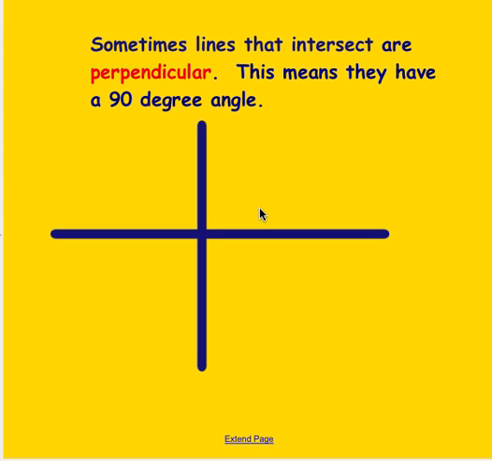Sometimes lines that intersect, and we've just talked about this, are perpendicular, which means that they have that 90-degree angle. If you follow my cursor going down with this one line segment and then going over on the other line segment, this is a perpendicular. These are perpendicular line segments technically because they have that right angle or that 90-degree angle right in here, kind of like a sharp corner once again.